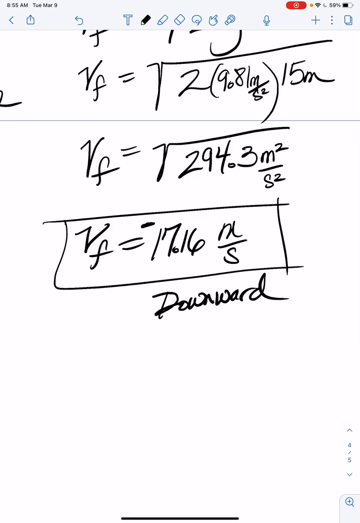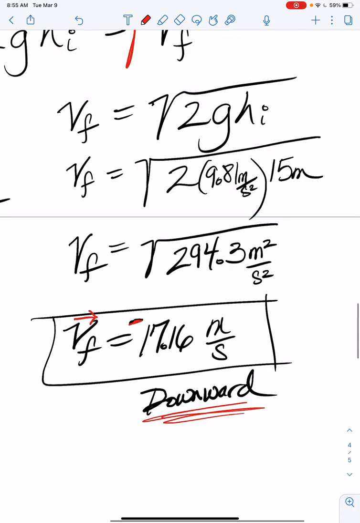Because velocity is a vector, it has both magnitude and direction. So you could write that little vector hat over it if you want, but there is a negative sign there, or you can say downward. All right, good. Let's go to the next one.